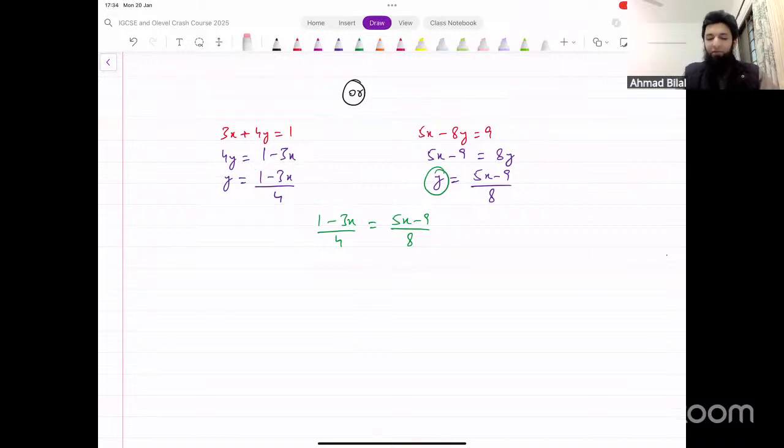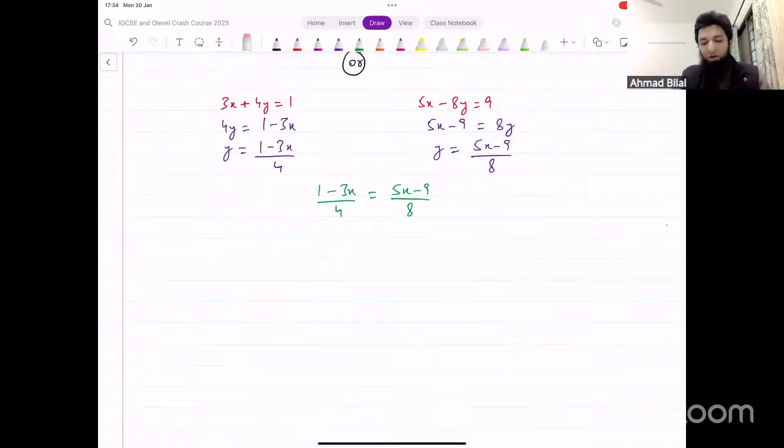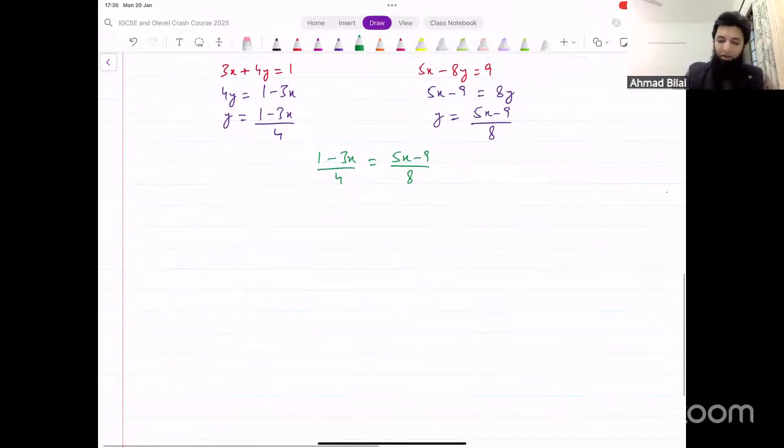But that's another way of looking at it, that you make the same variable the subject in both equations and then equate both of them like this. We will do this a lot when we solve simultaneous equations in A levels later on, because a lot of times you have one quadratic equation and one linear equation that you have to solve simultaneously. This is the idea that we use a lot later on. But you can do it here as well. Make the same variable the subject, and then put them equal to each other.